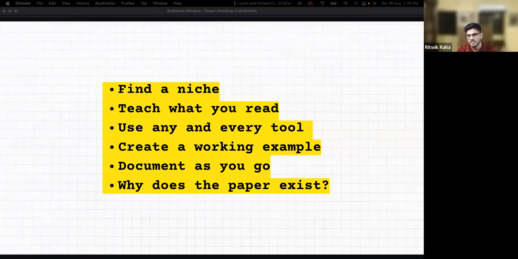And the last point is really the toughest one. It's asking, why does this paper exist? And this might seem really redundant, because after reading a paper, when you ask yourself, why does the paper exist? The answer immediately comes to you. Oh, because it solves this and this problem, or this is a new architecture and it's so much better.